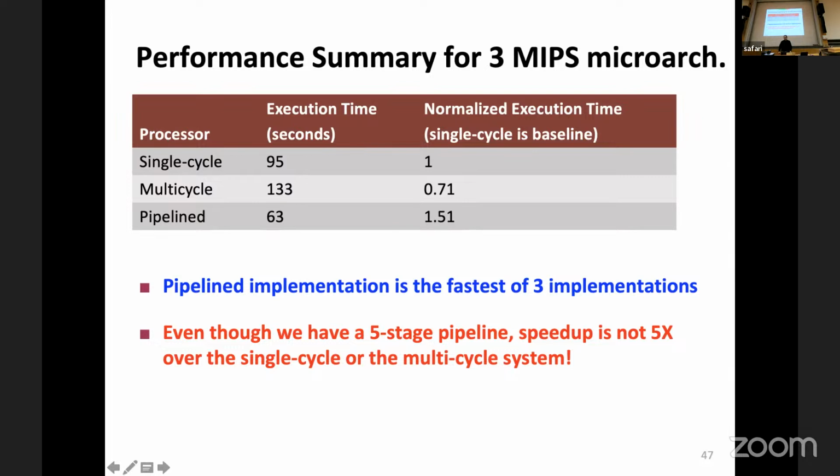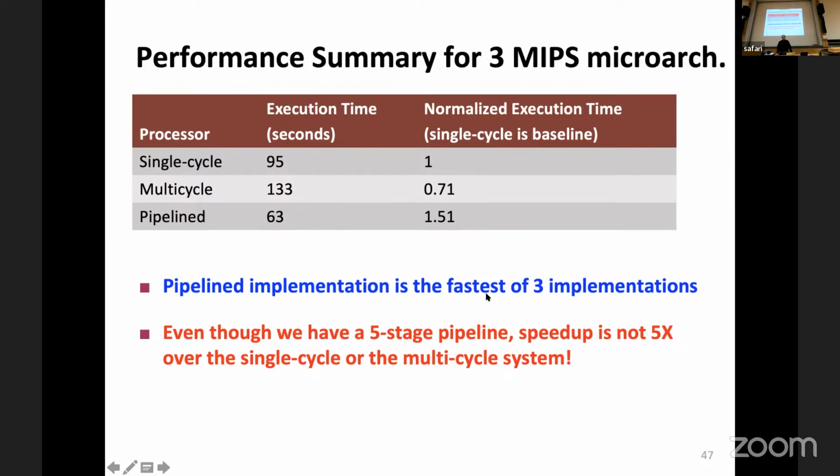When we pipeline our single cycle processor, our ultimate goal is a speedup of 5x, because we have 5 stages and each stage is 1 cycle. So in the end, we want to have 5 times speedup. But in this example, you're seeing that your speedup is 1.5, which is much lower than our ultimate speedup. But this is the case.